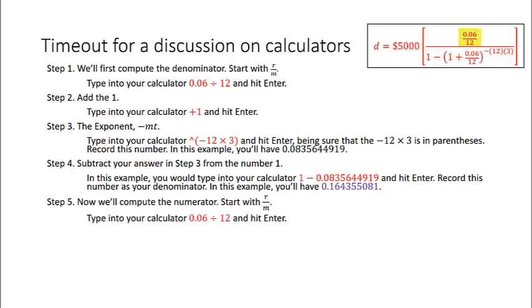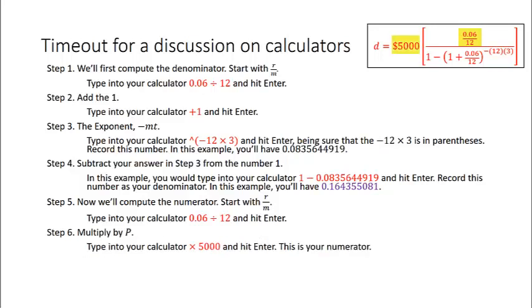Start with R over M. Type in your calculator 0.06 divided by 12 and hit enter. Multiply by P. Type into your calculator times 5,000 and hit enter. This is your numerator. The final step is to divide by the answer you found in step 4, your denominator.